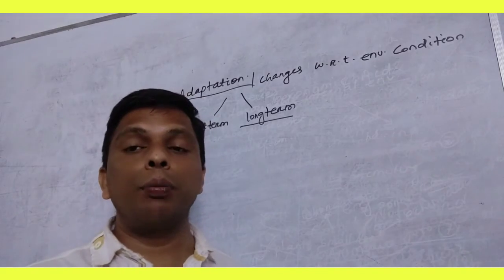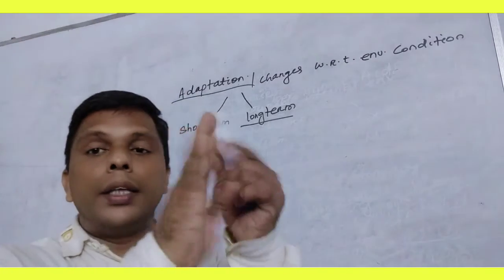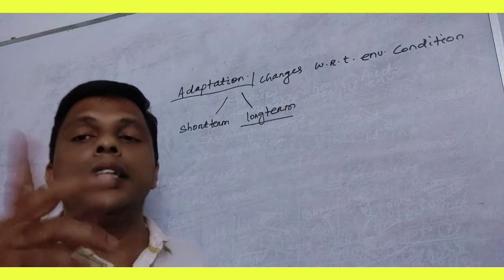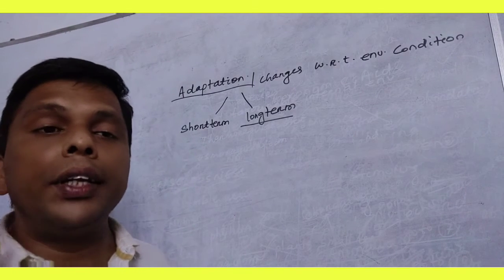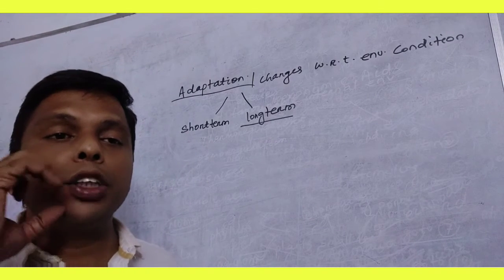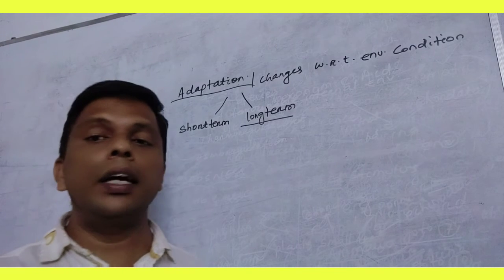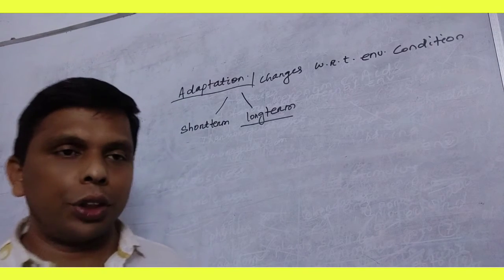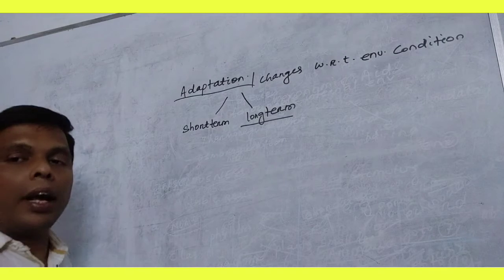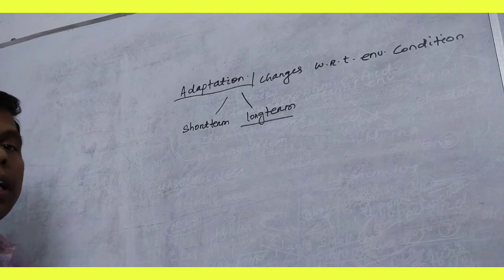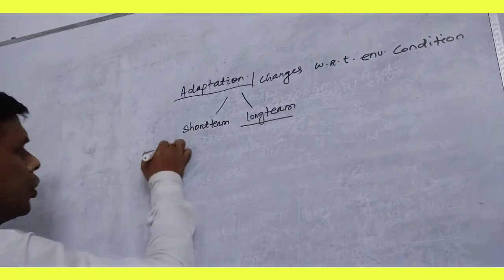Long term adaptation means, for example, presence of appendages in limbs. It is a long term adaptation. Presence of beak in birds, presence of feathers in birds. These are long term adaptations. So after long term adaptation, repair and regeneration is another characteristic.